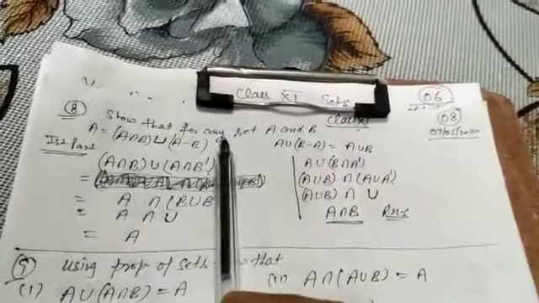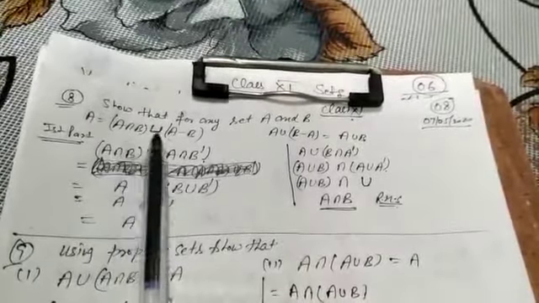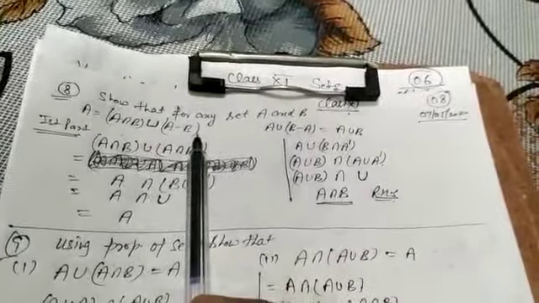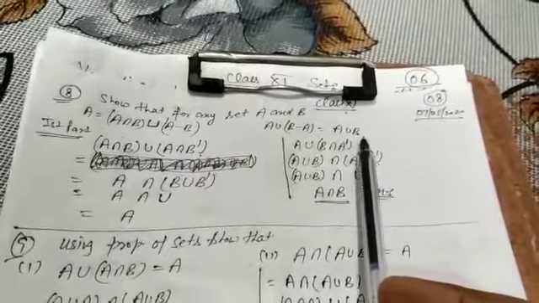Here we discuss some more questions. Show that for any sets A and B, A is equal to (A intersection B) union (A minus B), and A union (B minus A) is equal to A union B.